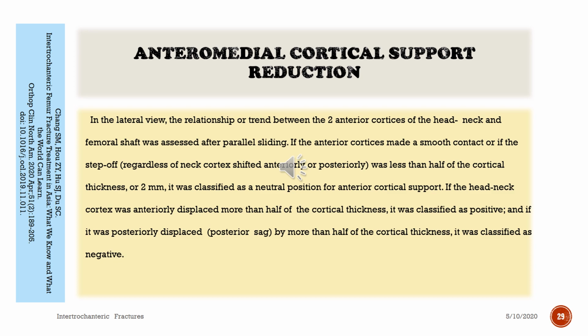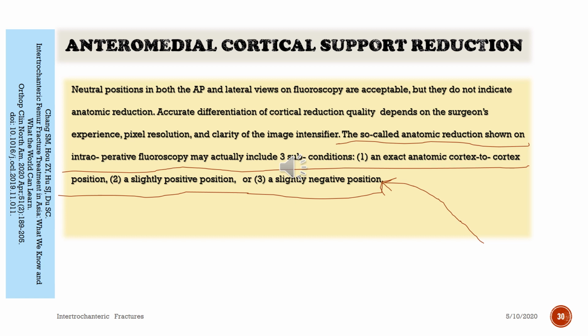Neutral positions in both AP and lateral views on fluoroscopy are acceptable, but they do not indicate anatomic reduction. Accurate differentiation of cortical reduction quality depends on the surgeon's experience and the pixel resolution and clarity of the image intensifier. The so-called anatomic reduction shown on intraoperative fluoroscopy may actually include three subconditions: an exact anatomic cortex-to-cortex position, a slightly positive position, and a slightly negative position.